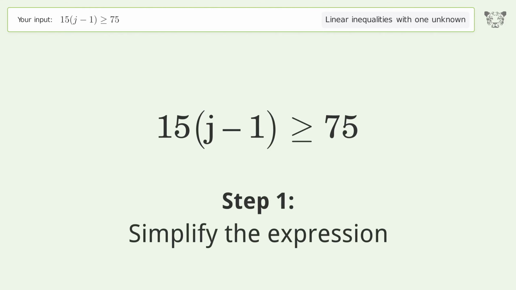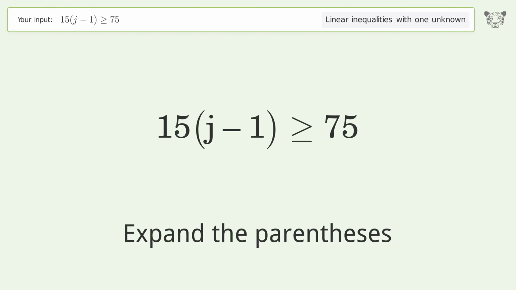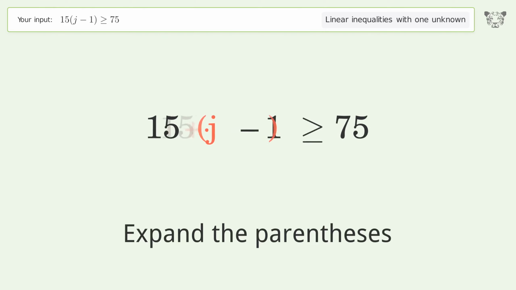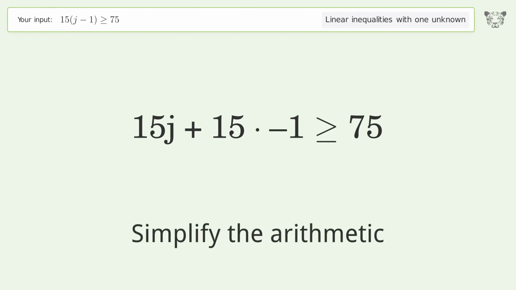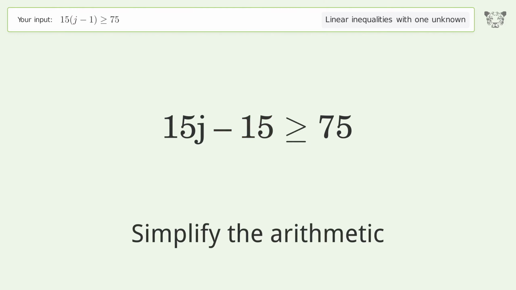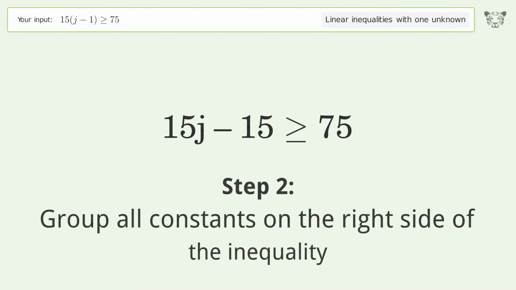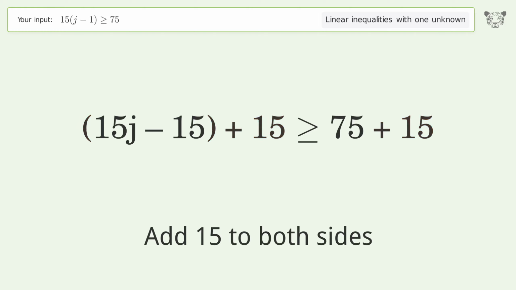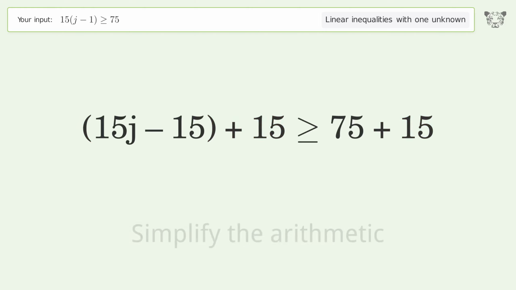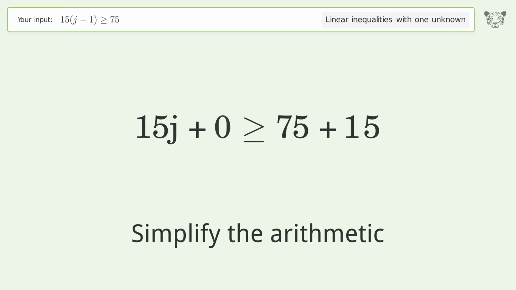Simplify the expression. Expand the parentheses. Simplify the arithmetic. Group all constants on the right side of the inequality. Add 15 to both sides. Simplify the arithmetic.